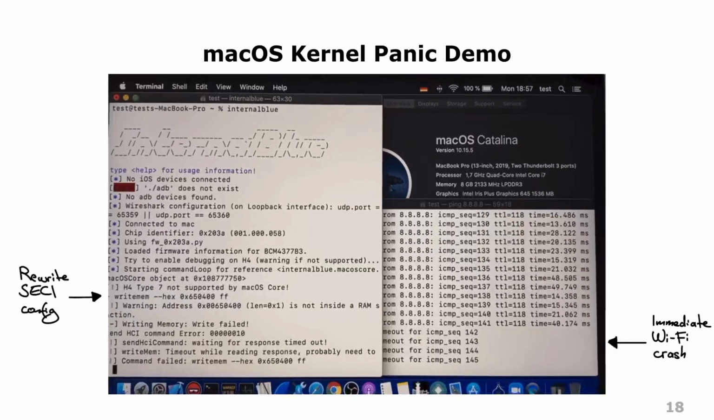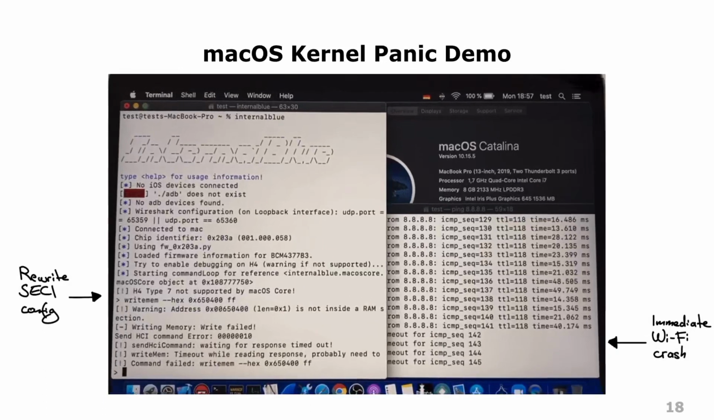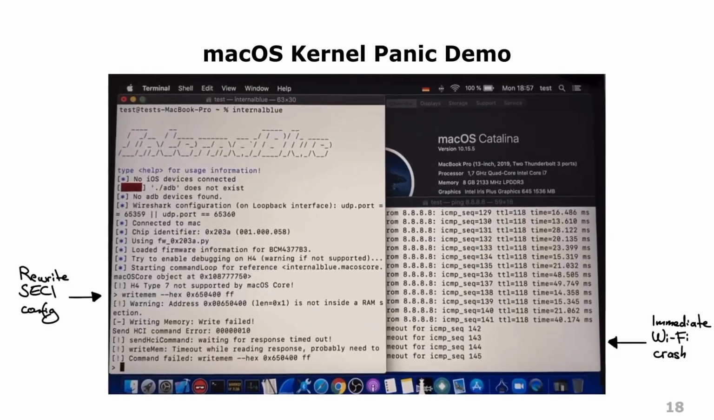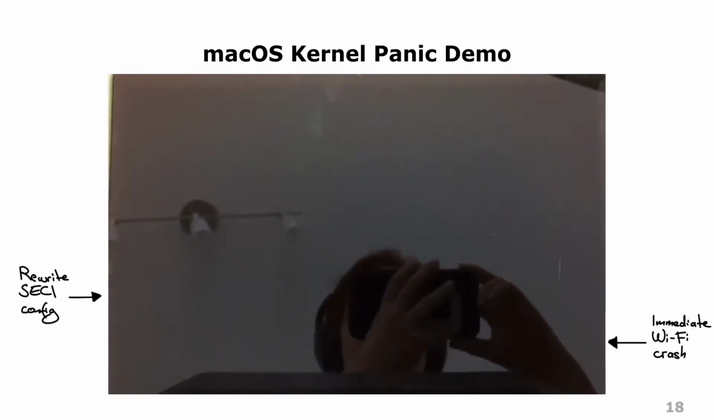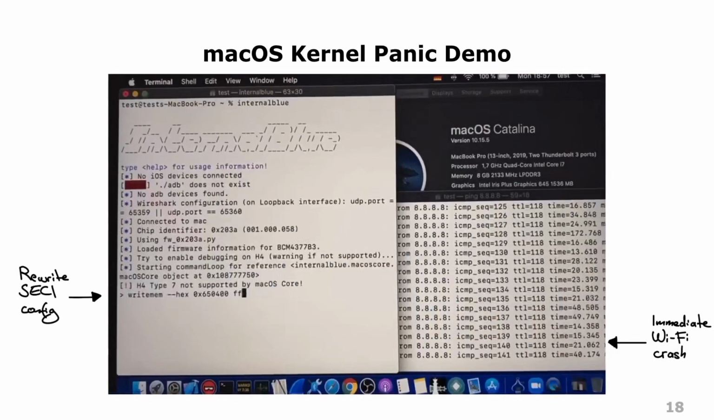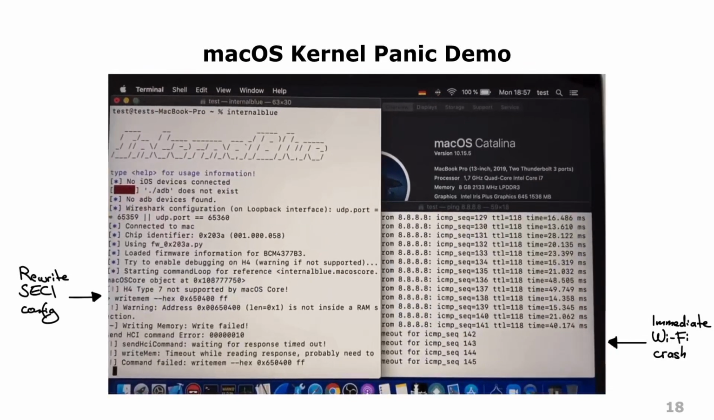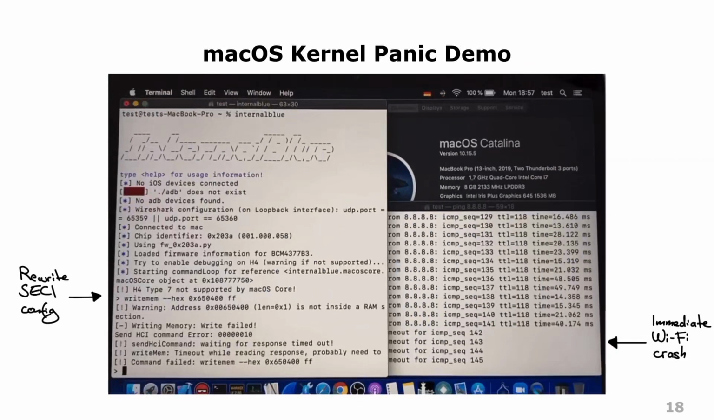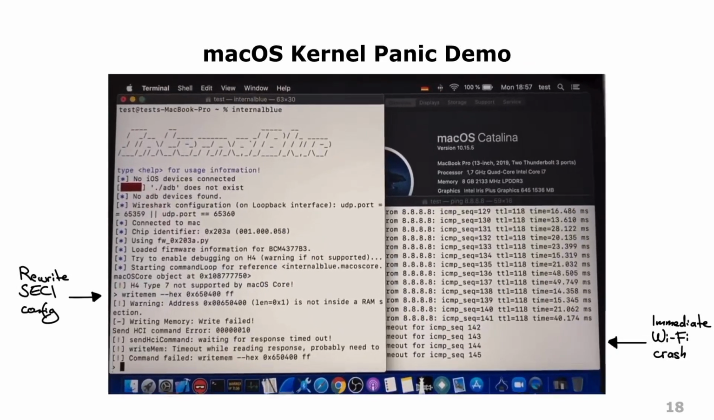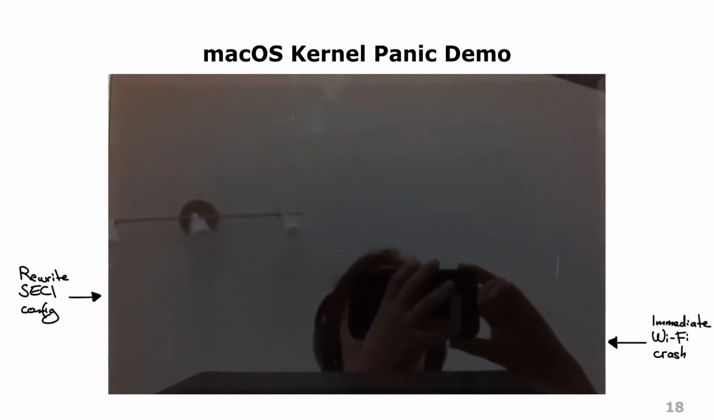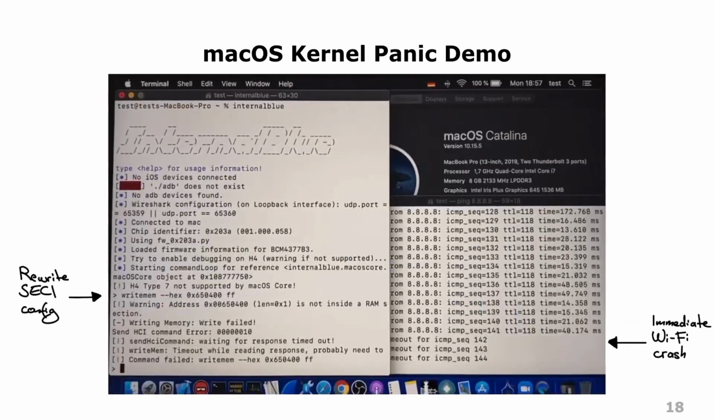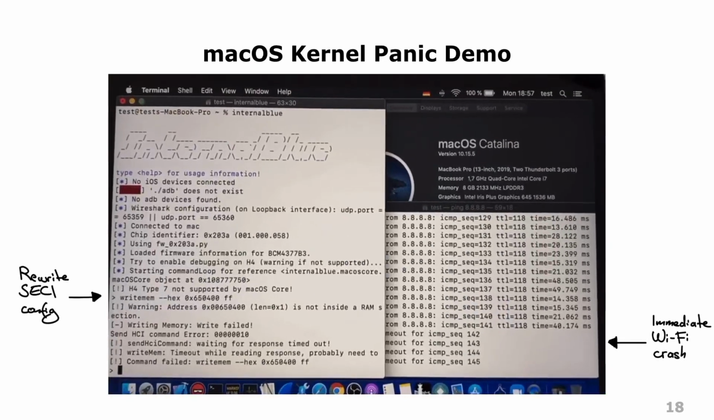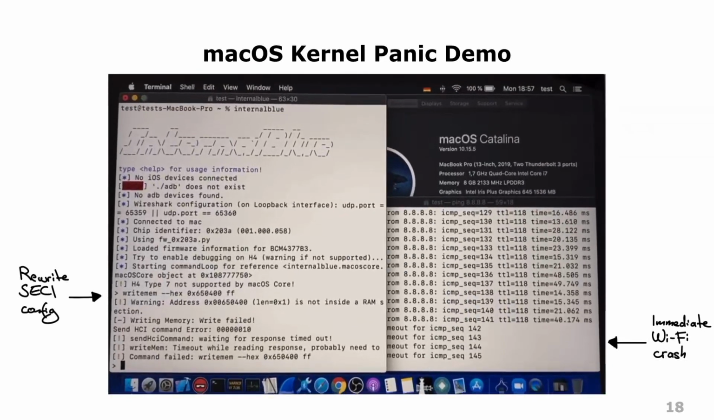Here's a demo of it. It's a bit accelerated because it actually takes a minute. On the left-hand side, you can see that I write to the register at offset 400. And on the right-hand side, you can see how Wi-Fi stops working immediately. So the ping stops, and then a bit later it reboots. And this is on an up-to-date macOS Catalina with a chip that was in the 2019-2020 models.